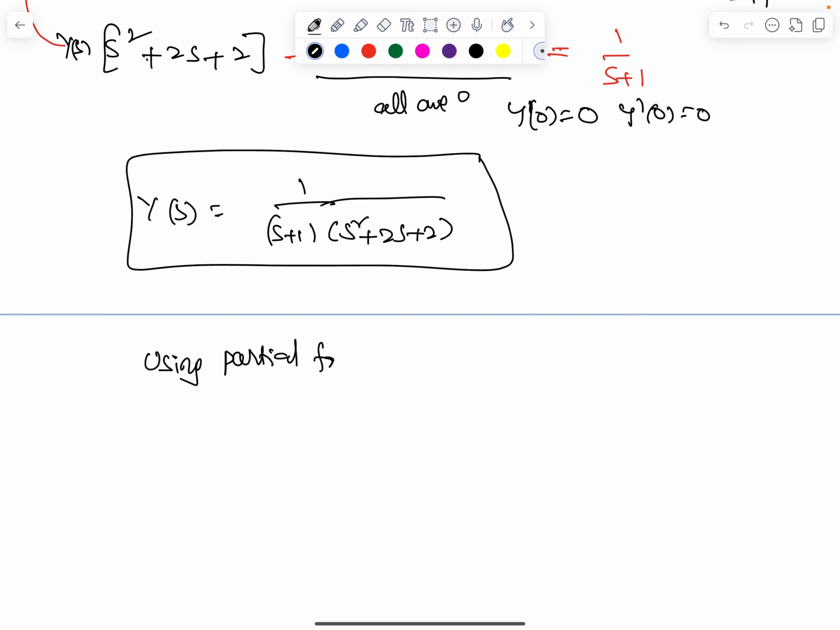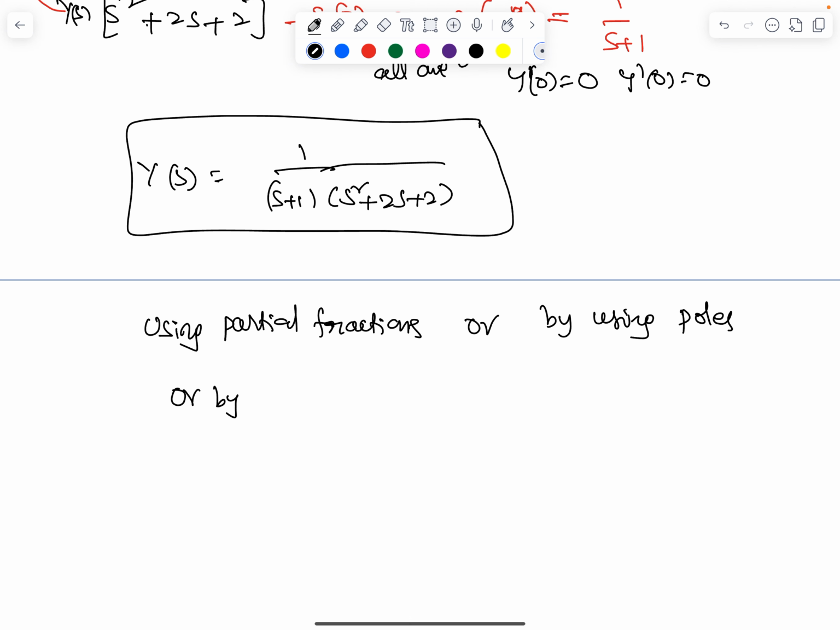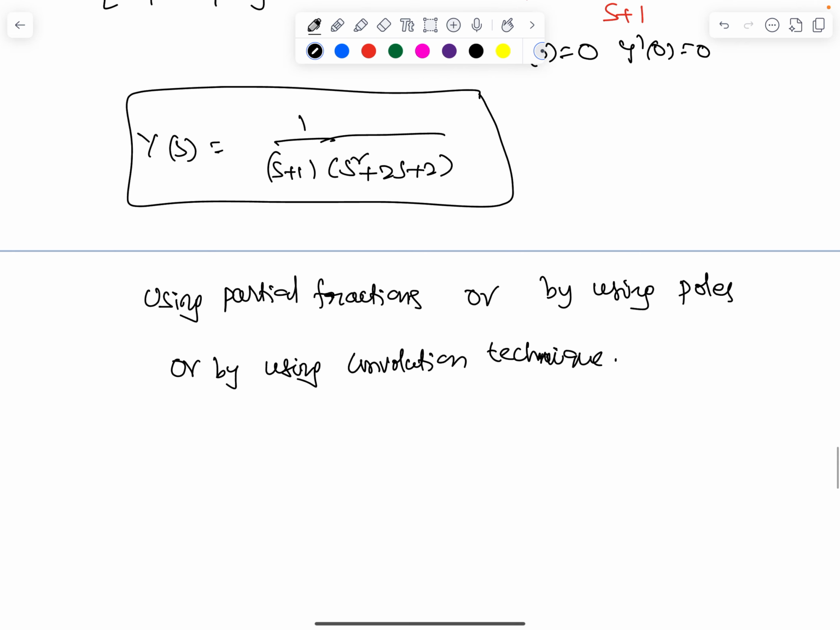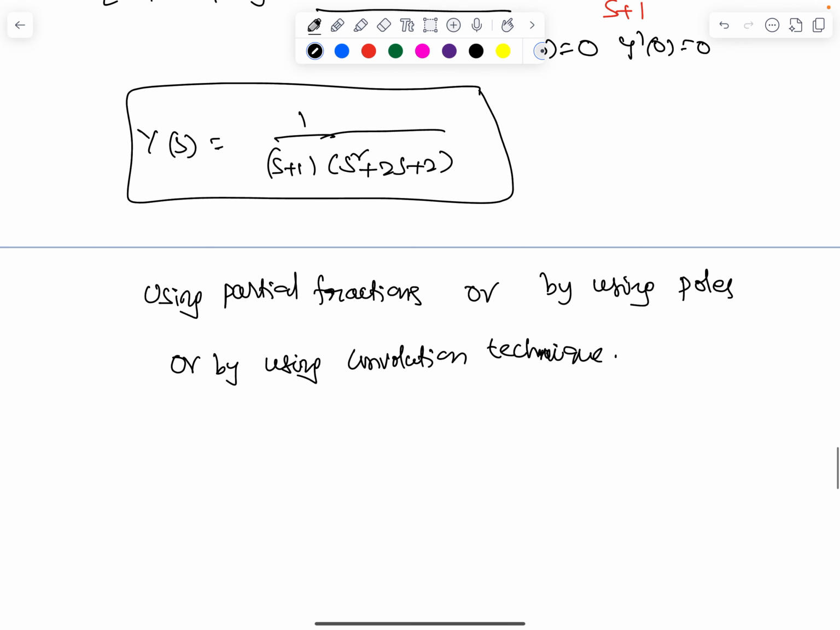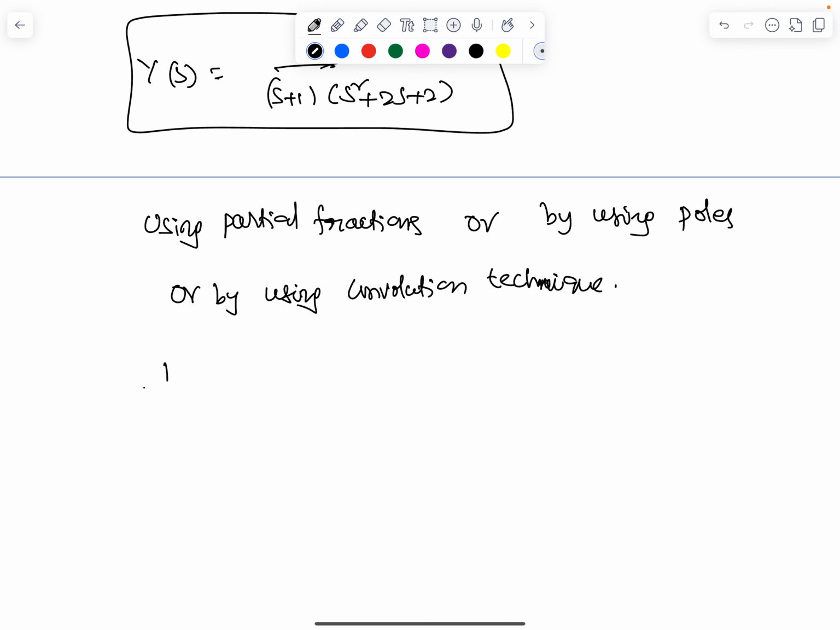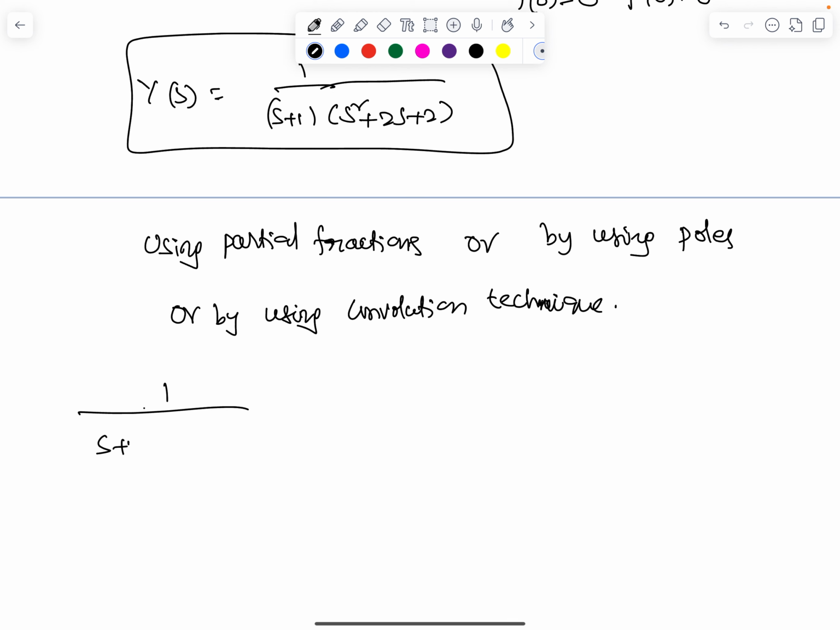Or by using poles. Poles also you can use, or by using the convolution technique. So, you can solve this. Therefore, your problem is done. Here we follow the partial fractions, that is 1 by (s plus 1)(s square plus 2s plus 2), I am writing 1 plus 1, I am writing.